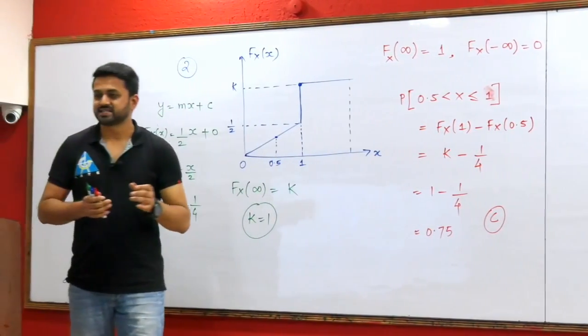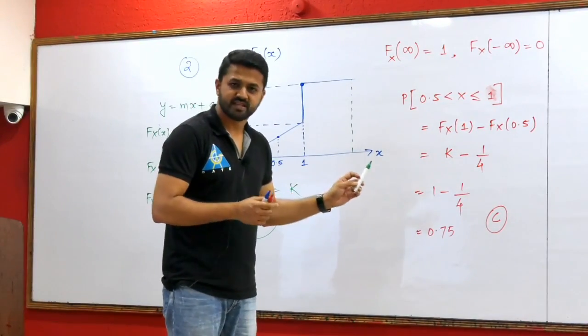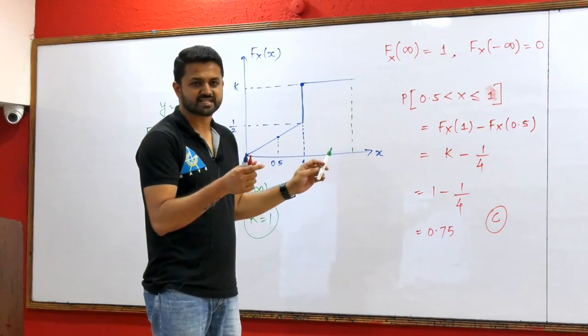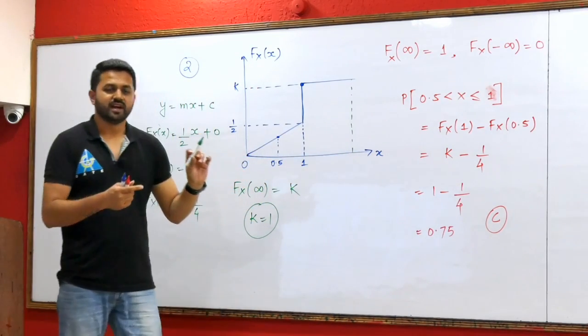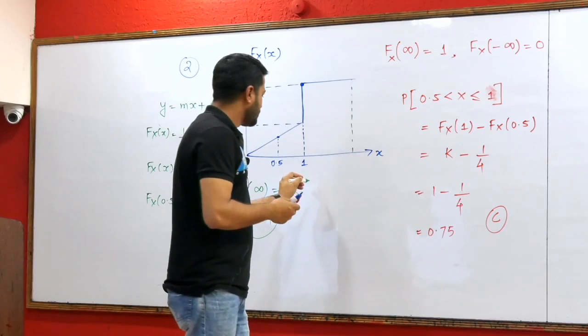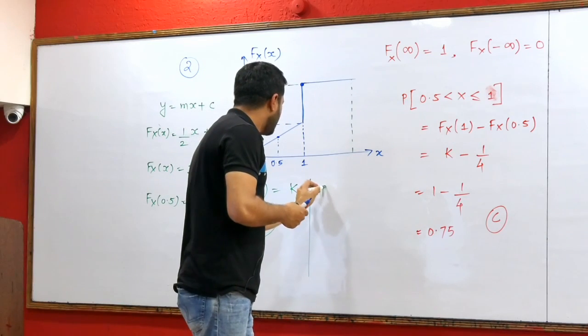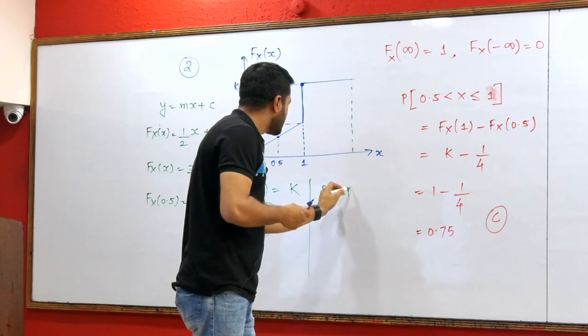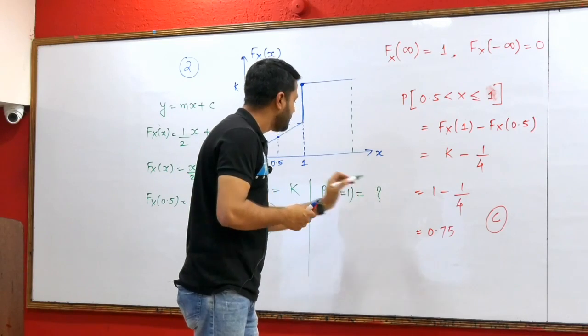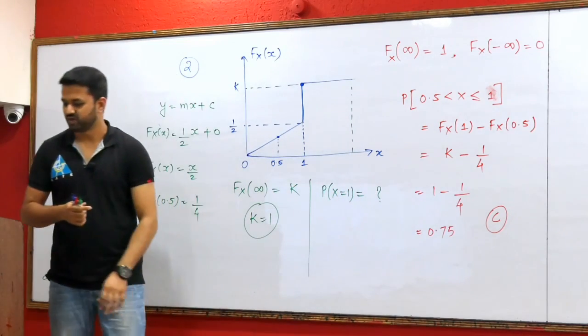Now, in the same question, if I ask you, please show the question again. Suppose I want to calculate the probability that x equal to 1. What is the value of the probability at x equal to 1?